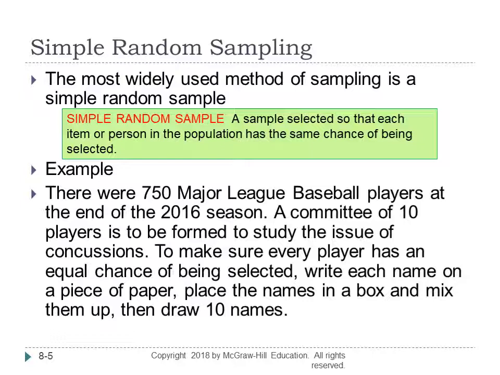We have 750 Major League Baseball players. A committee of 10 players needs to be formed, and you need to select 10 people from the 750 players to form the committee. But to make sure every player has equal chance of being selected, you can write each name on a piece of paper, place the names in a box and mix them, and then draw 10 names. This is an example of a simple random sampling.